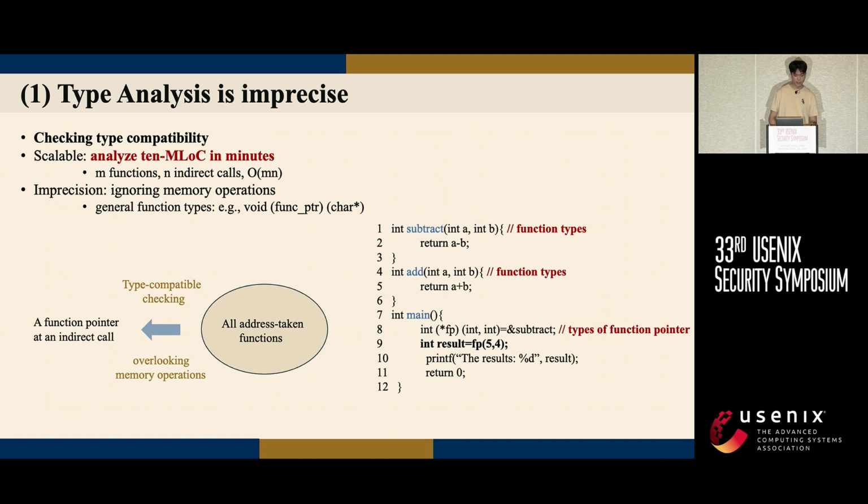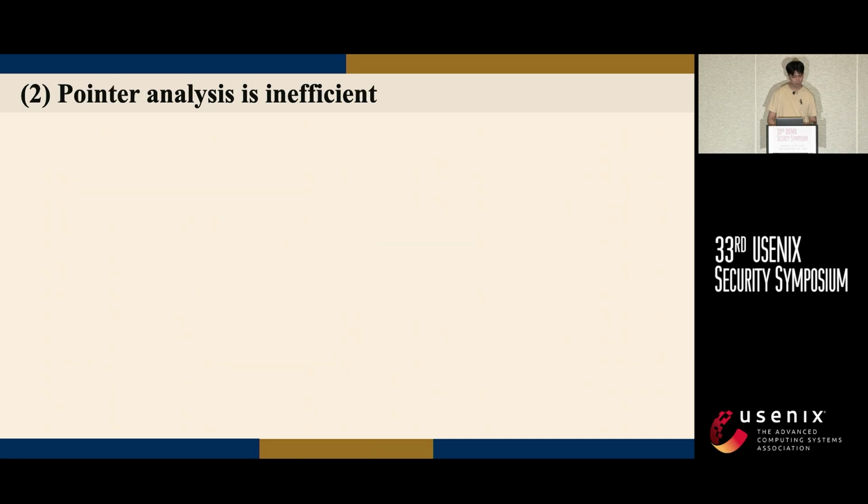Here is a further example. There are two address-taken functions, subtract and add. If we use type analysis, we will resolve that at line 9, the function pointer will call into both of them, because the type of the function pointer matches the type of both address-taken functions. But actually only subtract is the valid calling target of the indirect call through the function pointer.